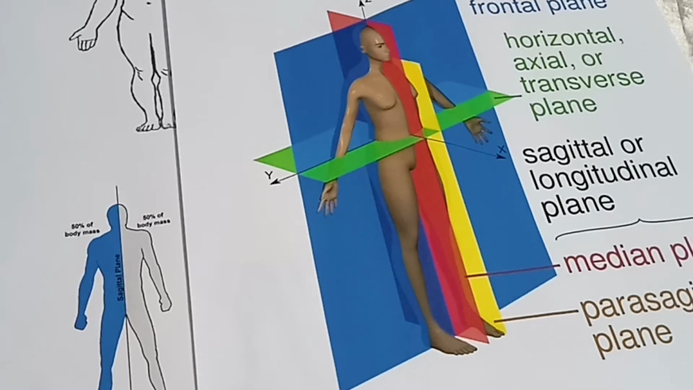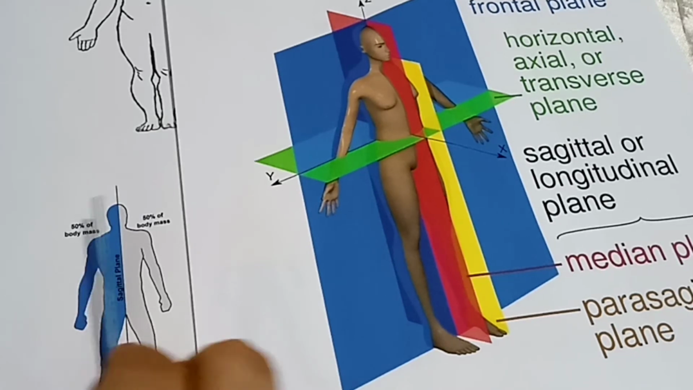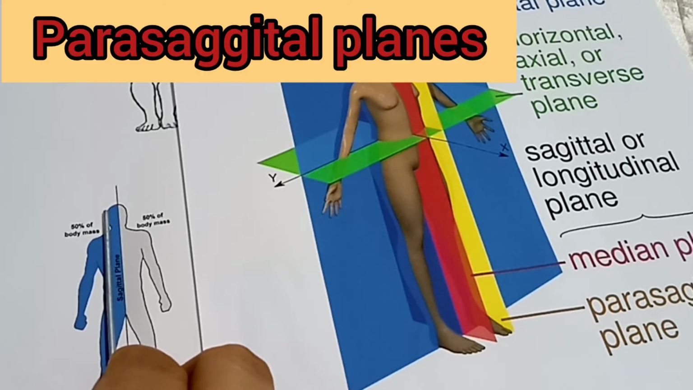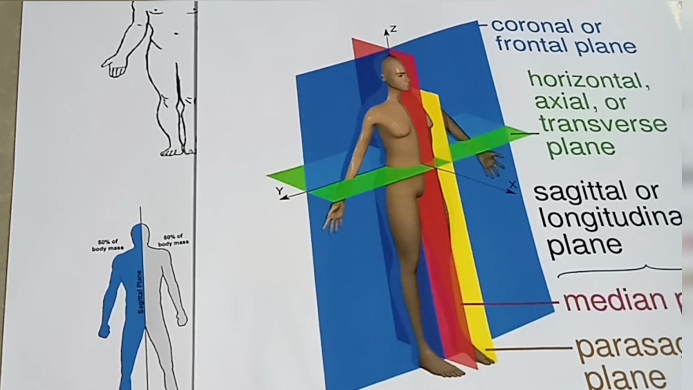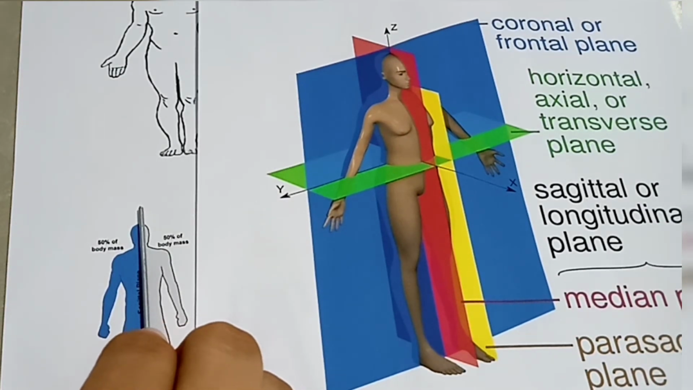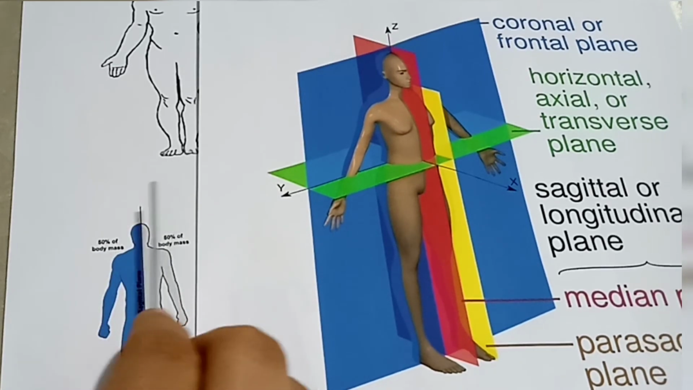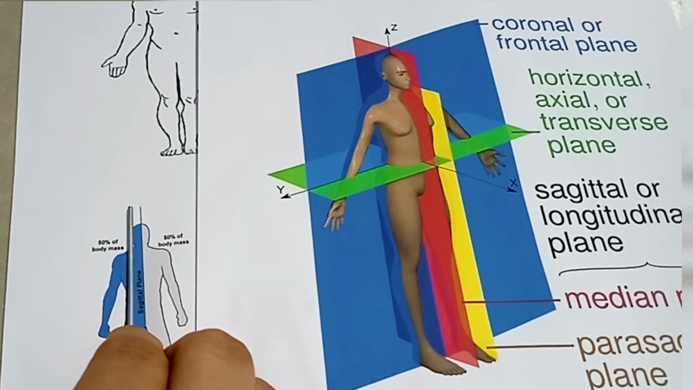You can take unlimited number of vertical planes parallel to the median plane on the right side or in the left side. These planes are named parasagittal, and each one of them divides the body into two parts, right part and left part, and the two parts are unequal. So we have a single median or midsagittal plane passing through the midline of the body, dividing it into two equal right and left halves, and unlimited number of parasagittal planes in the right or the left sides parallel to the median plane, dividing the body into unequal right and left parts.